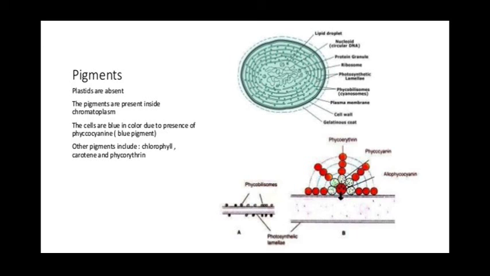Now we'll talk about the pigments. The outer chromoplasm is colored due to the presence of pigments: chlorophyll a, carotene, xanthophyll, and phycobilins. Phycobilins are of two types. Number one, C-phycocyanin, which gives the blue color, and C-phycoerythrin.